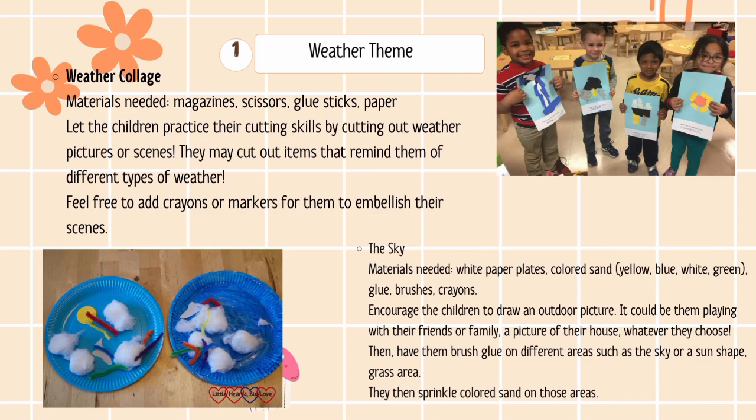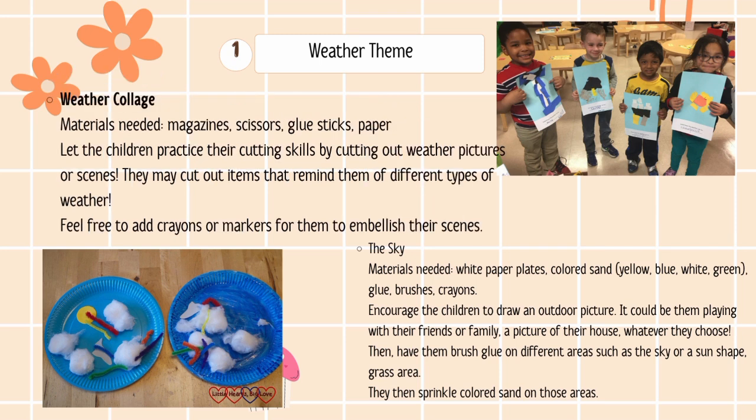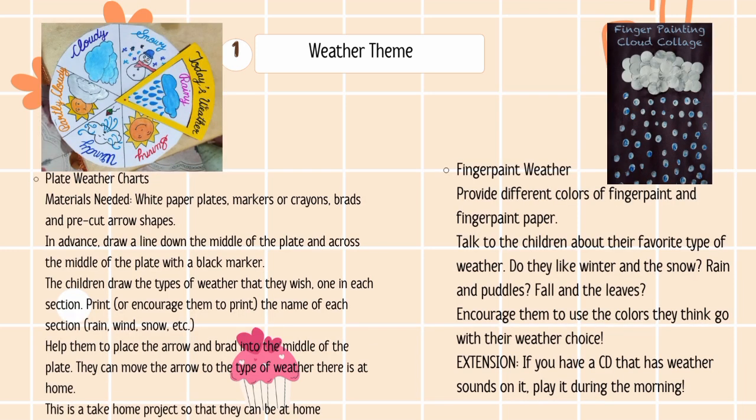Another theme unit, example: weather theme. Example activity: weather collage. Materials needed: magazines, scissors, glue sticks, paper. Let the children practice their cutting skills by cutting out weather pictures or scenes. They may cut out items that remind them of different types of weather. Feel free to add crayons or markers for them to embellish their scenes.